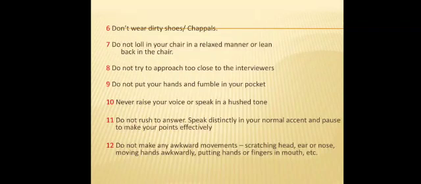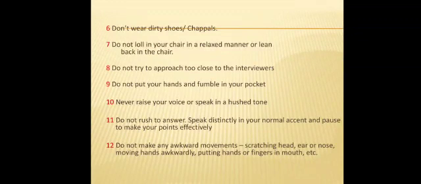Never raise your voice or speak in a hushed tone. We need to maintain proper sound and proper tone at the time of the interview. If you get that wrong, it creates a wrong impression of you before the interview panel. Do not rush to answers.